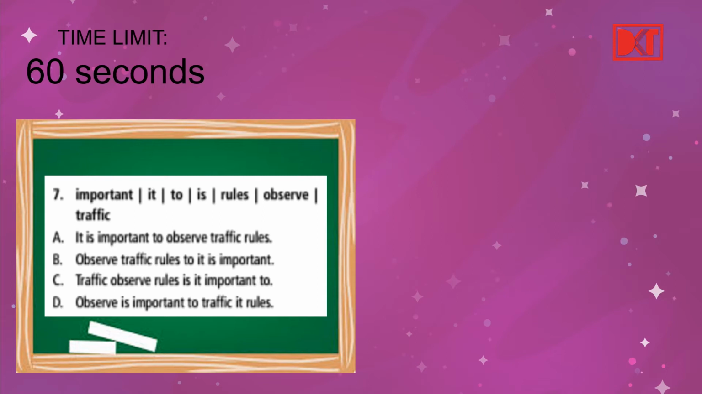Okay, now next: important, it, to, rules, observe, traffic. So here we're talking about "it is". It is important. Let's see, option A: It is important to observe traffic rules. Again, what is the subject? It. It is important to do what? To observe traffic rules. All right.